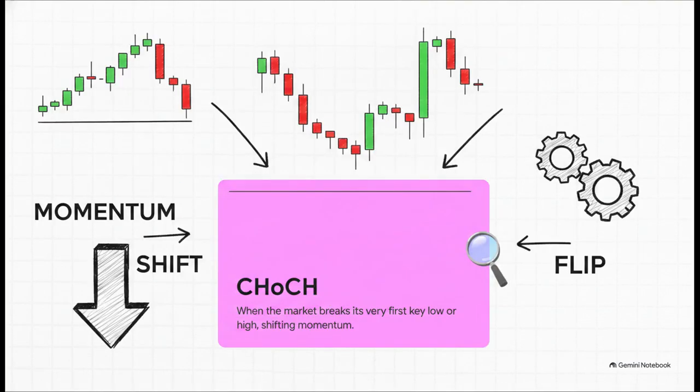And that is exactly why you need to identify a change of character, or a CHoCH. A CHoCH happens when the market breaks its very first key low or high. And this is crucial, specifically with a full candle body close. This right here is your ultimate early warning shot. It's the market flashing a neon sign saying momentum has officially shifted and smart money is flipping the trend. We're not just talking about a wick sweeping liquidity. It's a complete structural failure, confirmed by a full candle body closing right past that level.